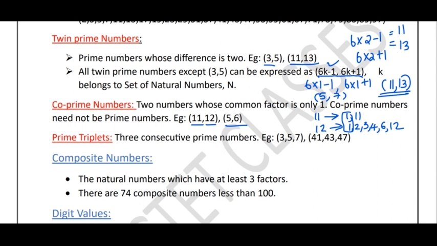Okay. And prime triplets. Prime triplets means it's very simple: 3 consecutive prime numbers. For example, 3, 5, 7, and 41, 43, 47. And if we say 11, 13 and 17. These are all examples of prime triplets. Consecutive 3 prime numbers.